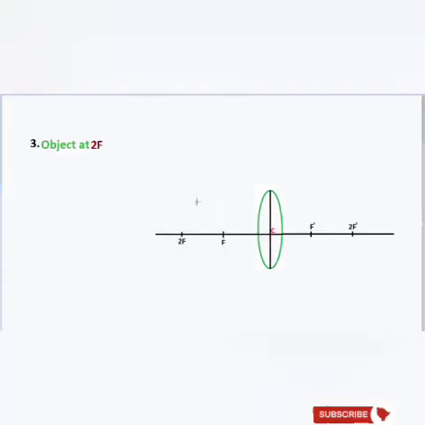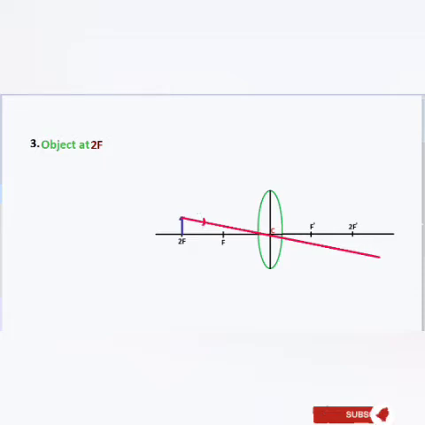Object at 2F. So I'll draw my object at 2F, indicating that it is upright with the arrows pointing upwards. I'll draw a ray through the center of curvature. A ray which passes through the center of curvature passes through it undeviated. So I have to indicate the direction of the ray with arrows.